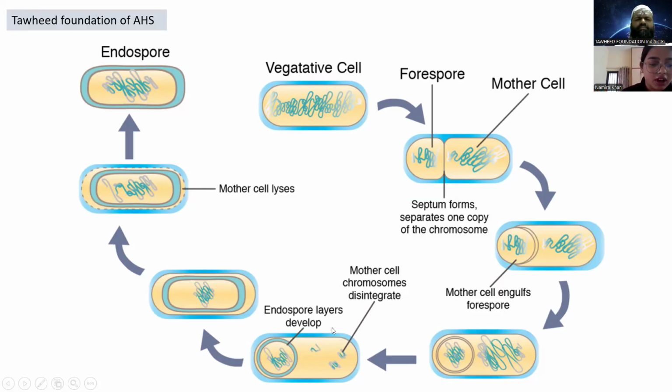Cortex formation: a thick layer of peptidoglycan cortex forms between the two membranes of the forespore. Maturation and dehydration: the spore matures, becomes dehydrated, and develops resistance to heat, radiation, and chemicals. Lysis of mother cell: here, the mother cell finally breaks down, releasing the mature endospore to the environment. Lastly, germination: when conditions improve, the endospore germinates back into a vegetative cell, resuming growth and metabolism.